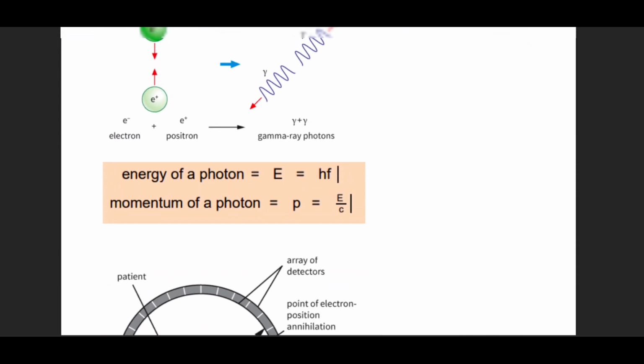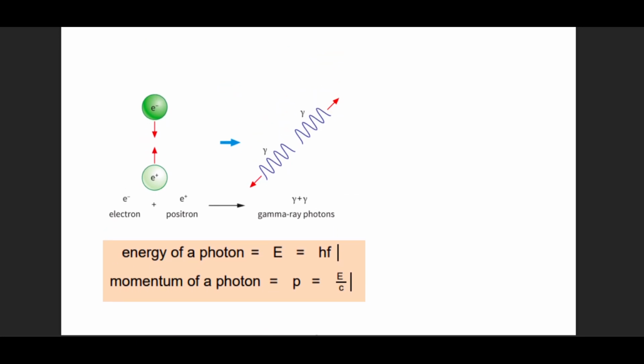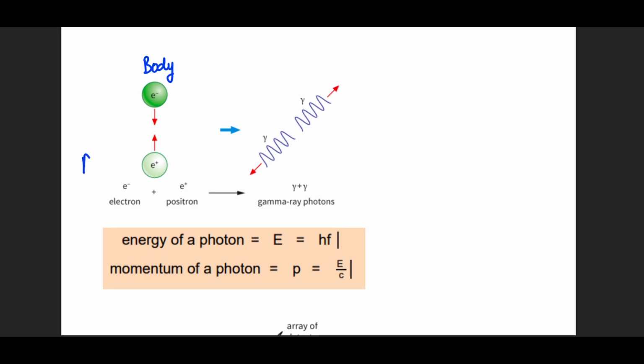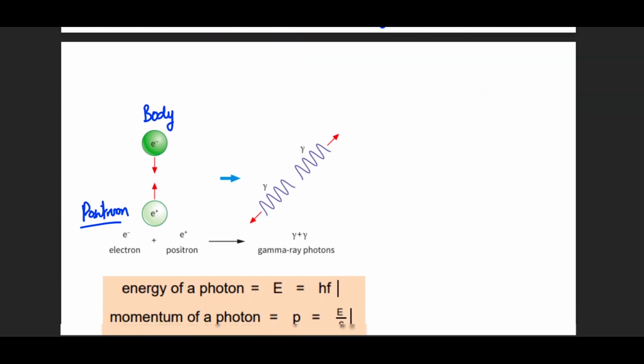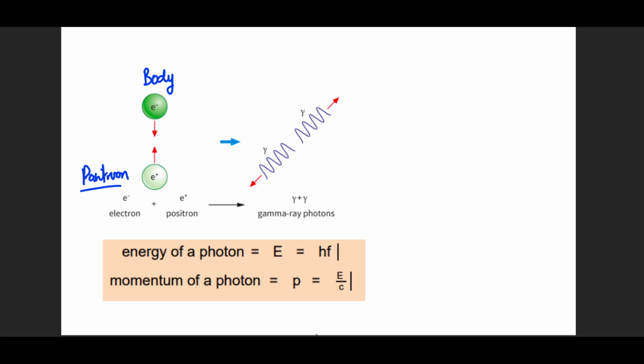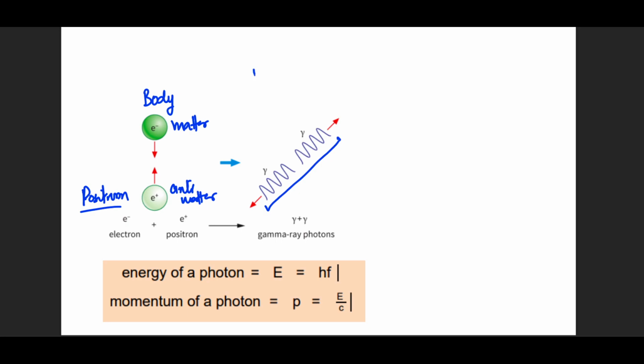Now let me show you what annihilation looks like. This is what annihilation looks like. This negatively charged particle, the electron, was already present in the body. This positively charged particle, which is called a positron, was injected into the body from an external source, and was created in the cyclotron, right? When they combine, they annihilate each other, because one is matter and one is antimatter, and they undergo a process called annihilation. We need to remember this name as well, because we have to mention it in the examination marking scheme. As a result, they emit two gamma ray photons. They move in opposite directions. And in this nuclear reaction, mass, energy, and momentum are conserved.